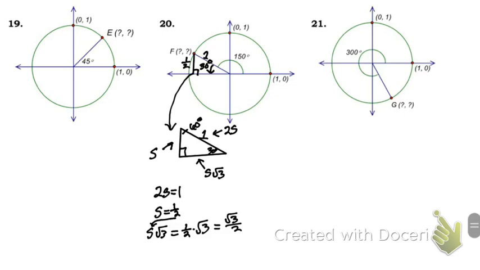But here's where I'm going to change something a little bit. We're on the xy plane, and we said yesterday in order to go this direction on the x-axis, you have to go in the negative direction. So instead of a positive square root of 3 over 2, I'm looking at that as being a negative square root of 3 over 2. Meaning that the point F, that point right there, is actually negative square root of 3 over 2 and up 1/2.